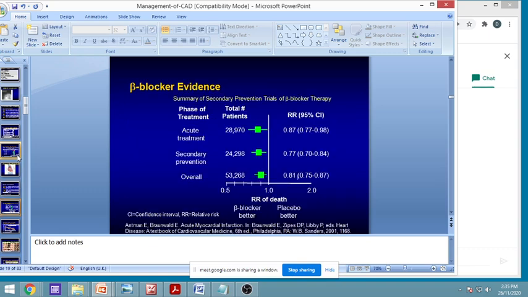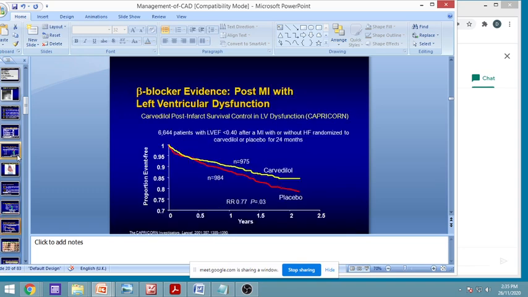So what shows the impact, that is, the various phases and what are the treatments? If it is acute treatment, around 28,000 or 29,000 people were studied, and it was found to be very effective. In secondary prevention also it was found to be very effective, and thus it shows a very, very good beneficial effect. The beta blocker evidence post myocardial infarction: after myocardial infarction, it can be given as supportive therapy, almost lifelong.